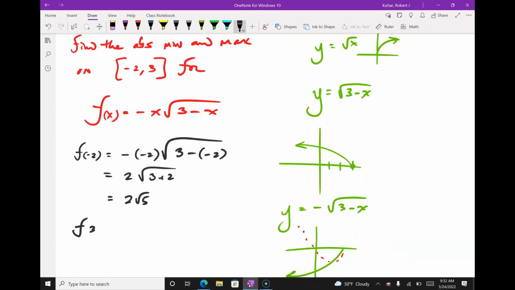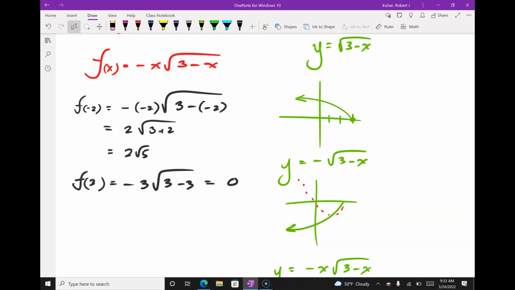f of 3 is negative 3 times the square root of 3 minus 3. That's just 0. So I know 2 root 5 is a possible max. In fact, I know it is the max. It's bigger than 0, bigger than the other option, and 0 could be the min. But again, I know the graph. I already know the answer.